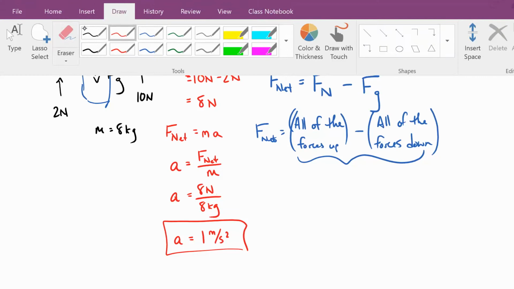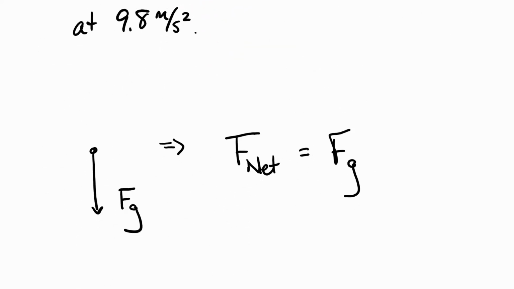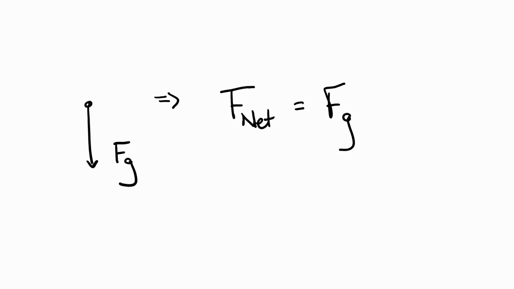Now let us look at one specific example of this in terms of gravity. We've noticed that all objects in free fall accelerate at 9.8 meters per second squared. So if they're in free fall, this is my force diagram. All I've got is the gravity acting on it, which means F net is just my weight. Sometimes this will be called the weight. Your book is going to avoid doing this, and I'll say why in a minute. The net force on this thing is just gravity. That gravity is sometimes called weight, and your book avoids it, and we'll talk about why in a second.